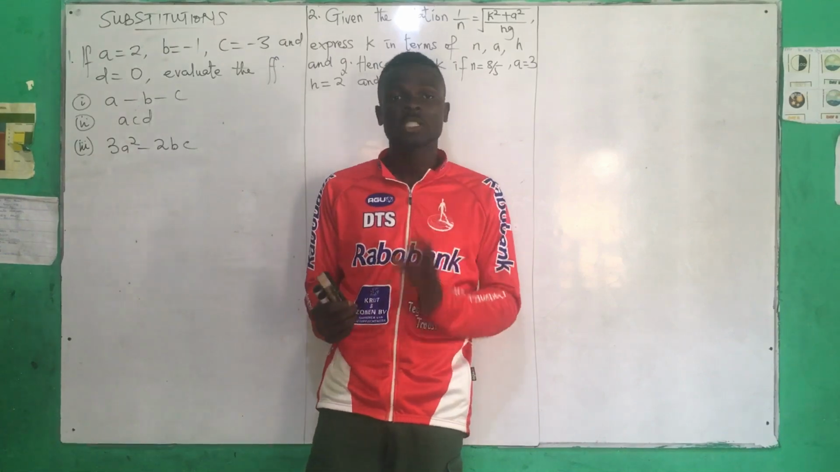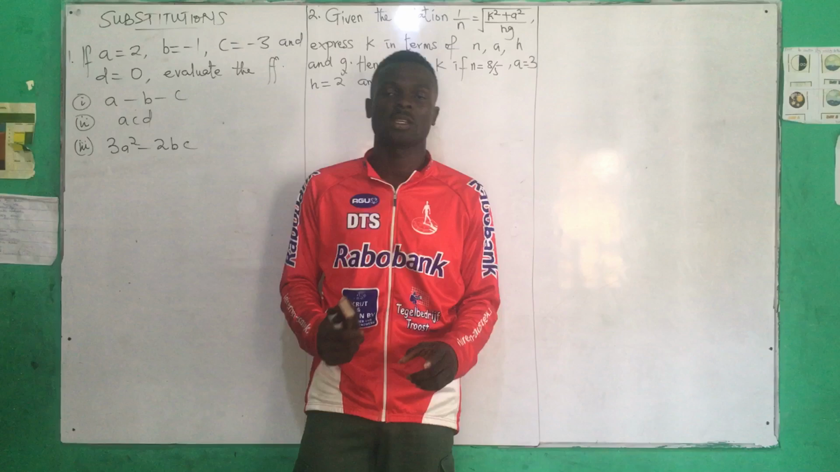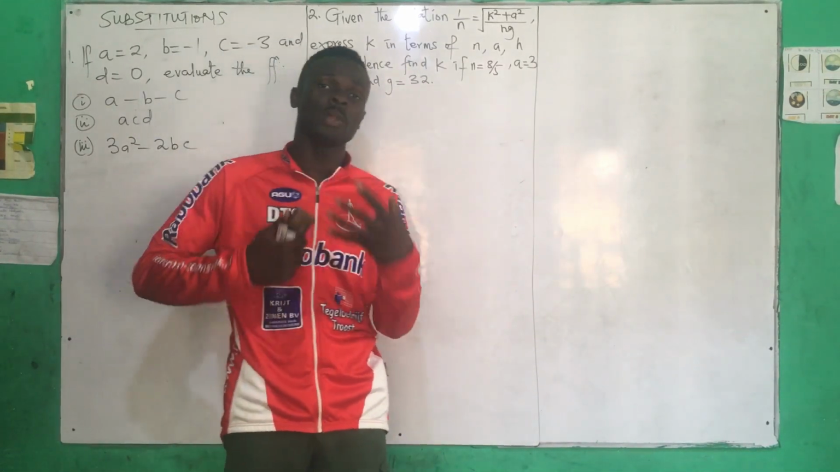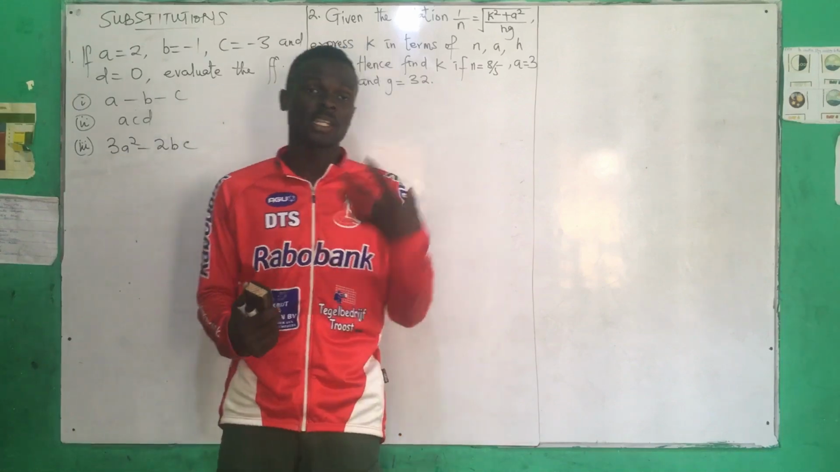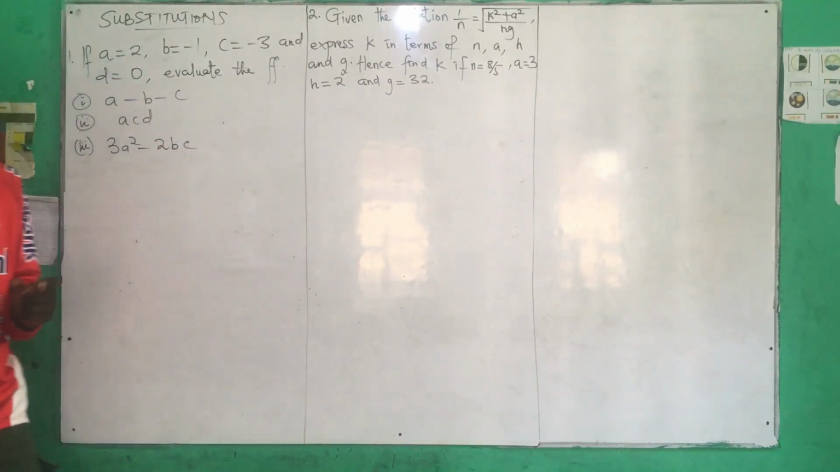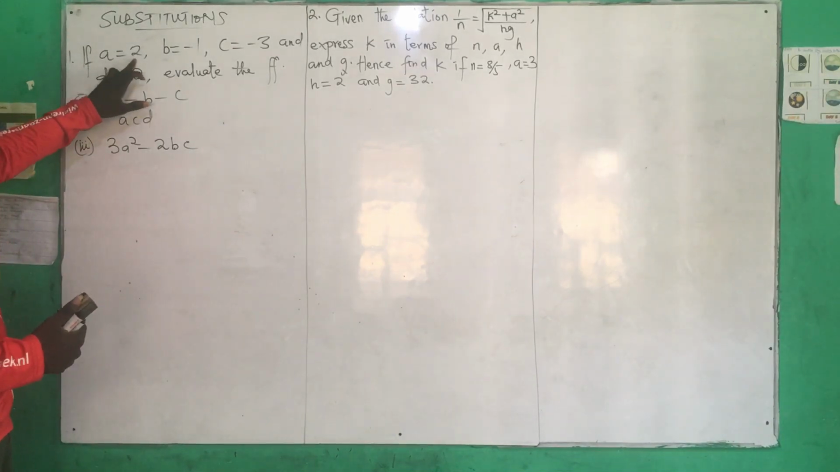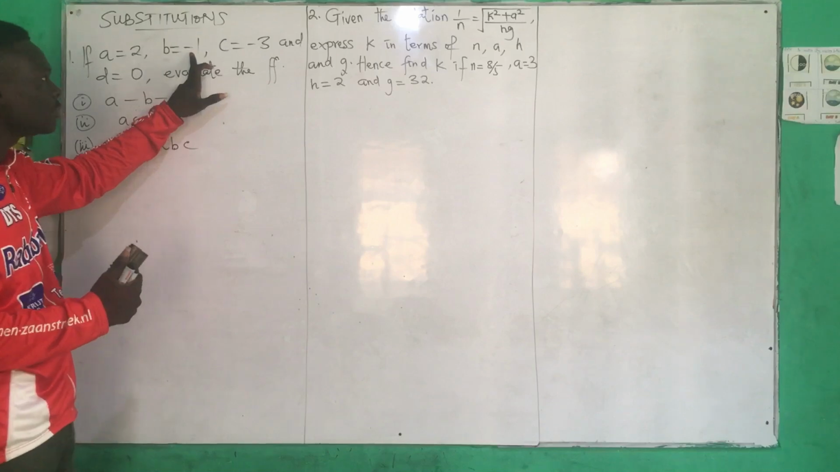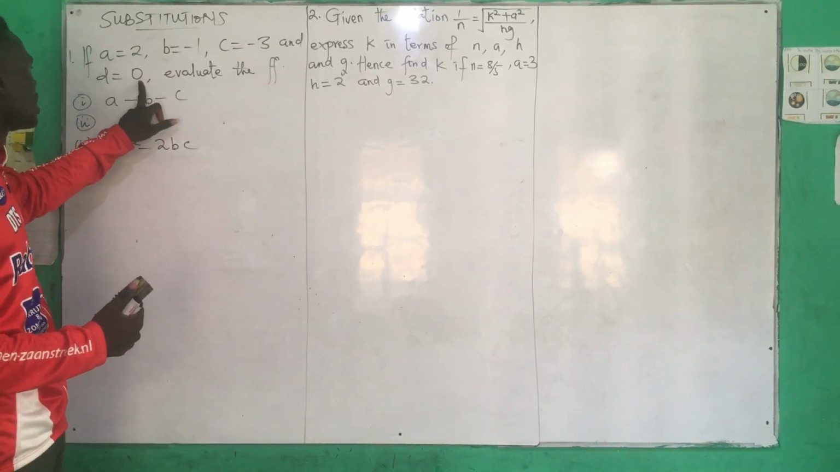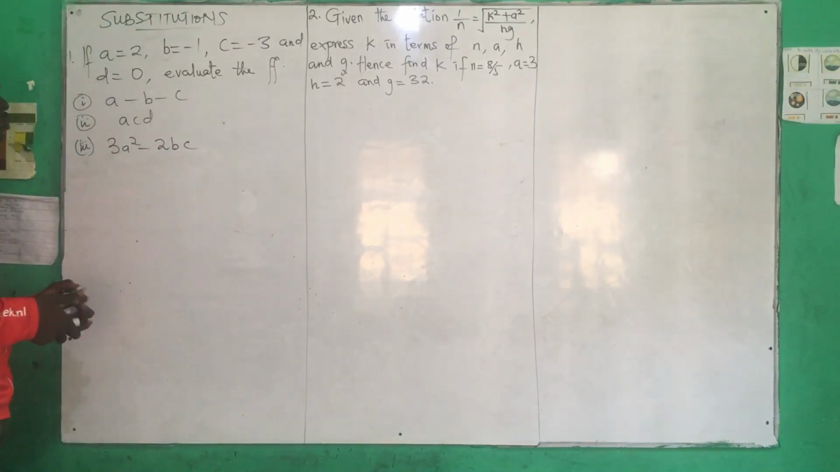Now, what we should also take note when it comes to substitution is especially the negative numbers. If you are to substitute a variable or the letter, and the number you are going to replace it with is negative, you have to be very, very careful and handle it accurately. So let's look at the first example. It says that if A is equal to 2, B is equal to negative 1, C is equal to negative 3, and D is equal to 0. Evaluate the following.